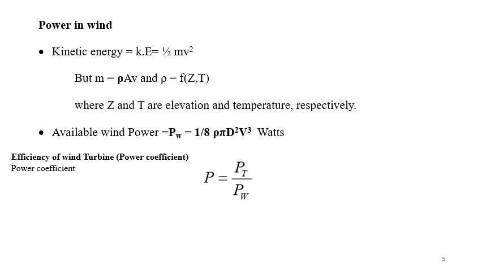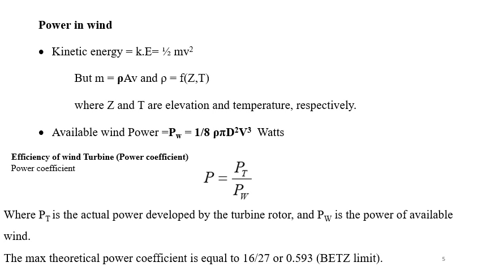Okay, the maximum theoretical power coefficient is equal to 16 by 27 or 0.593. Okay, 0.593. So this value cannot be exceeded by the rotor in a free flow wind stream. So this value is known as the Betz limit. Okay, so this is the maximum theoretical power coefficient.